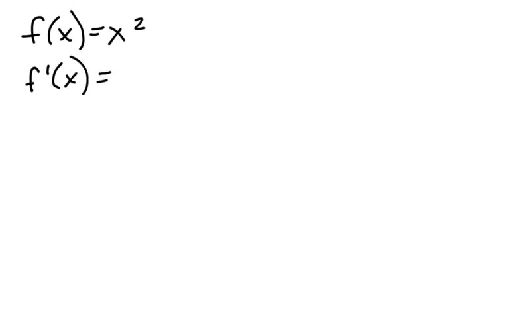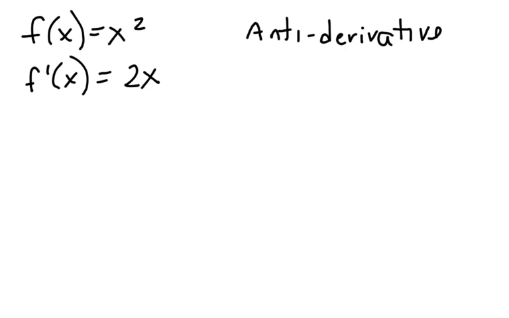Today's lesson is called integration. You know that if you have a function like f of x equals x squared, then f prime of x, the derivative of that, would be 2x. Well, today we're going to learn how to take the antiderivative, which means we're going to go backwards.